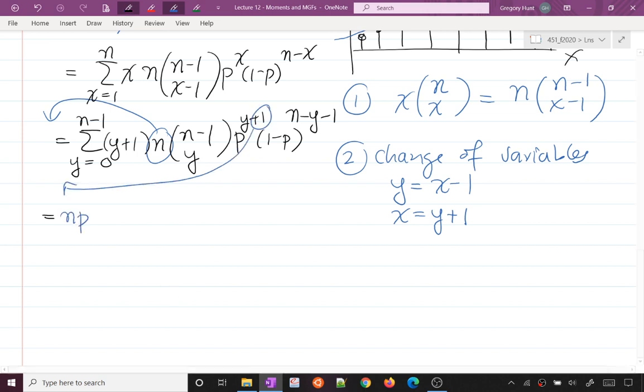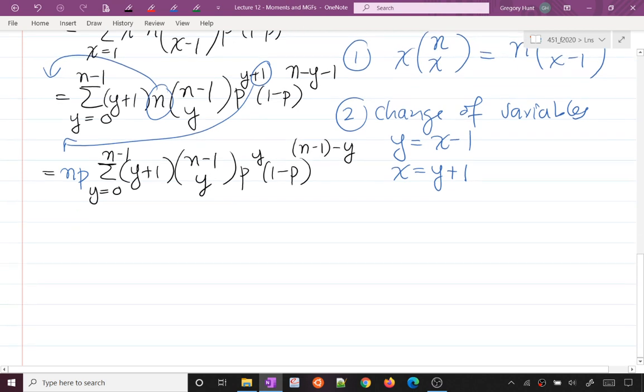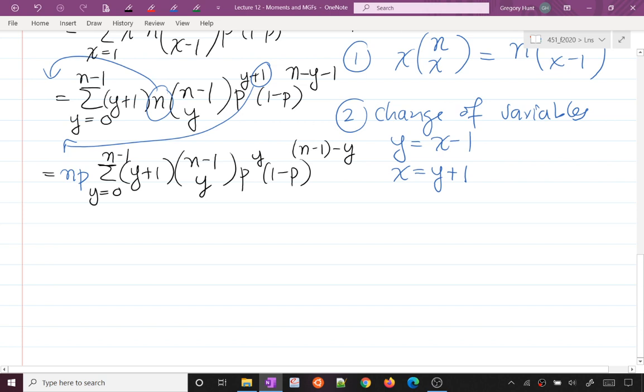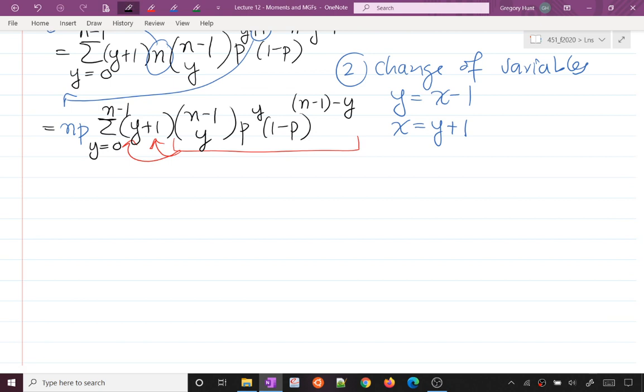If I do that, I'll get an np on the outside, and then I'll have a sum, 0 to n minus 1, y plus 1, n minus 1 choose y, p to the y, 1 minus p, and I'm going to rewrite this as n minus 1 minus y. This is using a similar trick as we did for the expected value. What I'm going to do now is break up my sum. I'm going to distribute this part to these two terms, and I can break up my sum.